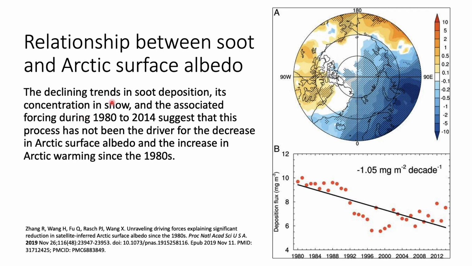So here is the declining trend in soot deposition, its concentration in snow and the associated forcing during 1980 to 2014. This actually suggests that the process has not been the driver for the decrease in the Arctic surface albedo and the increase in the Arctic warming. If you look at the graph, the values are scattered throughout. So we cannot exactly say that there is a relationship between soot and the Arctic surface albedo, but it is partly related maybe for a few years, but not completely.